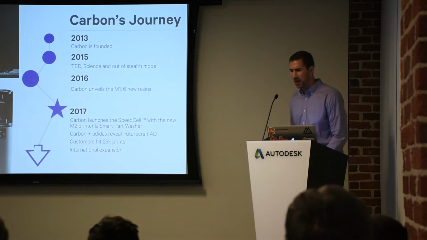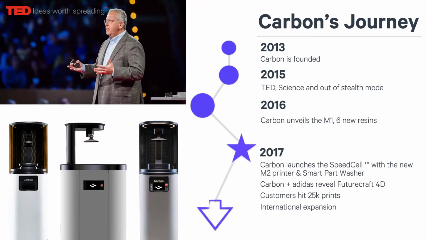In terms of the timeline, we started about four and a half years ago. We were in sort of stealth mode for the first couple years, and then we did that TED Talk, which I know got a lot of popularity about 2.5 years ago. Then about a year and a half ago, April 2016, we announced our first printer, all the way on the bottom left there, the M1 printer.